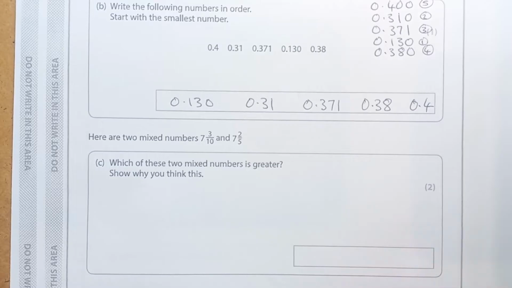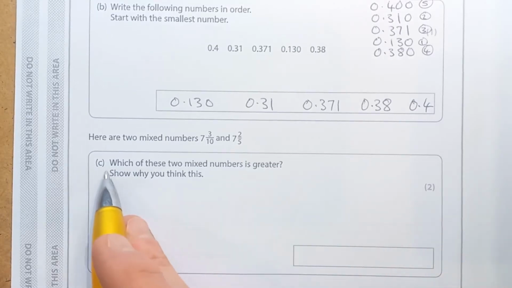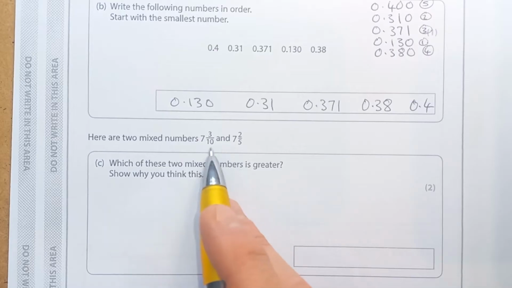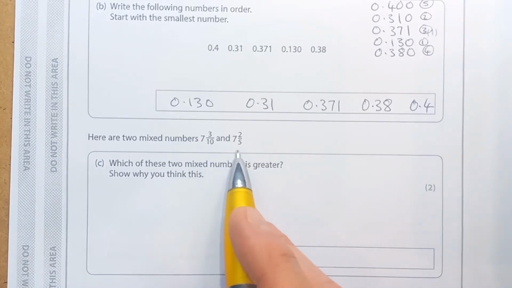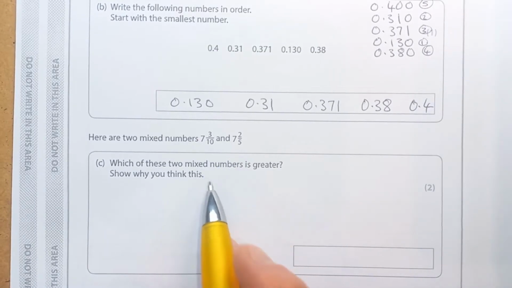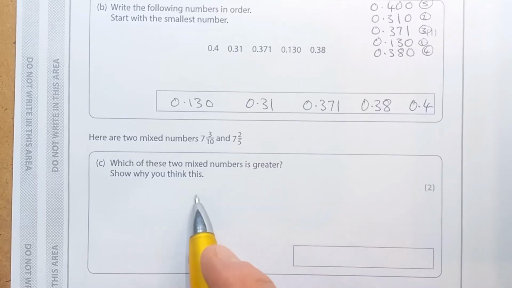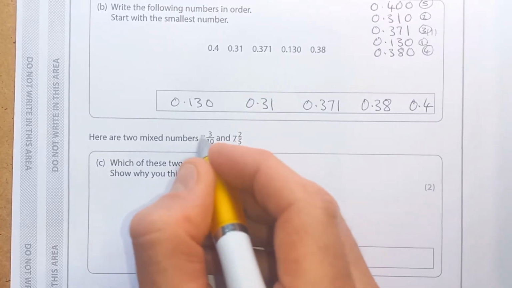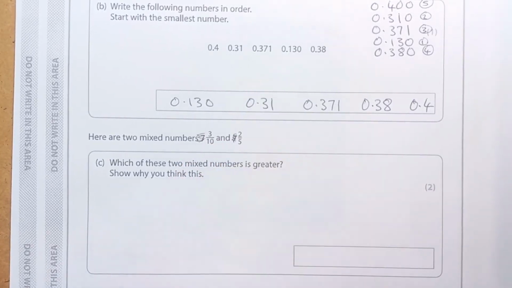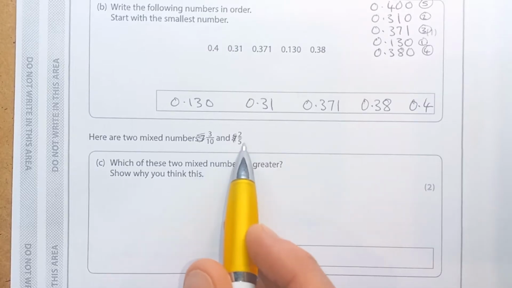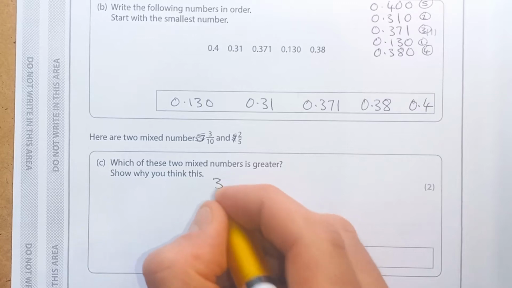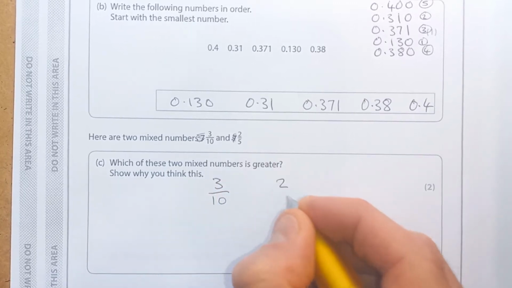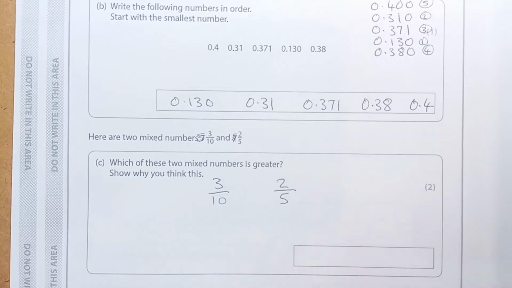Okay, part C. Here are two mixed numbers, 7 3/10 and 7 2/5. Which of these two mixed numbers is greater? Show why you think this. Well, they've both got the same whole number. So actually, we can ignore the whole number. It's going to be the same. We want to know, is 3/10 bigger or is 2/5 bigger? Well, 3/10, 2/5. So if we want to compare fractions, it's very difficult to do it when we've got different denominators.